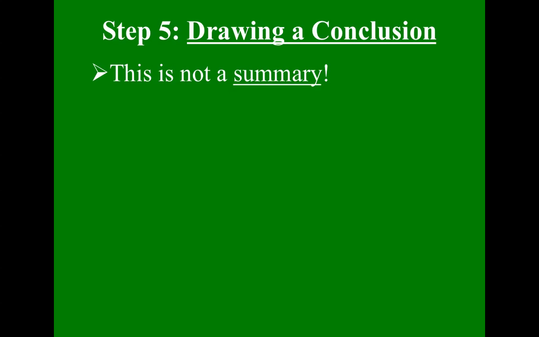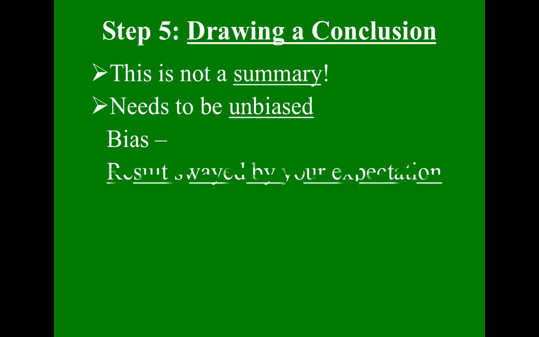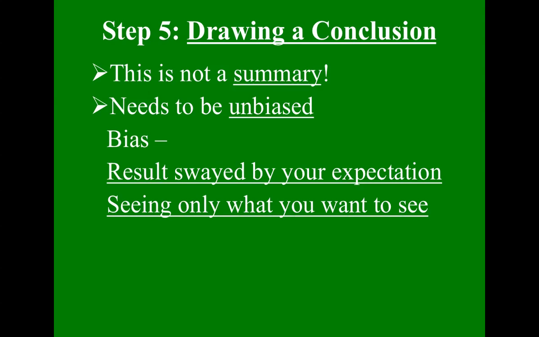A conclusion needs to be unbiased. So in other words, it needs to be free of what we call bias. Let's just define quickly what bias is. Bias is when the result is swayed by what you expect to see. It's kind of like thinking that you see it or drawing a very thin line between it that really probably doesn't exist. So in other words, seeing only what you want to see.